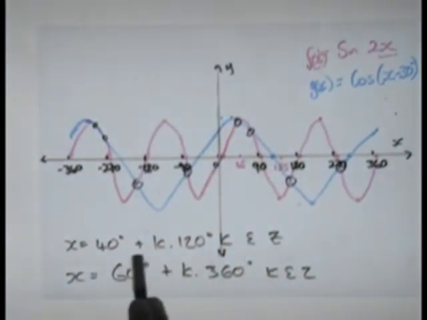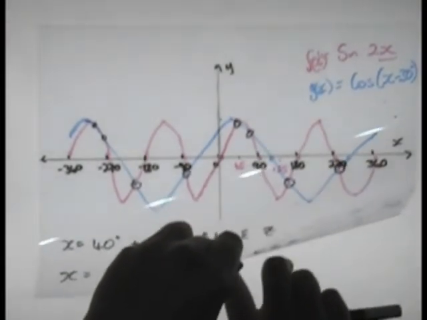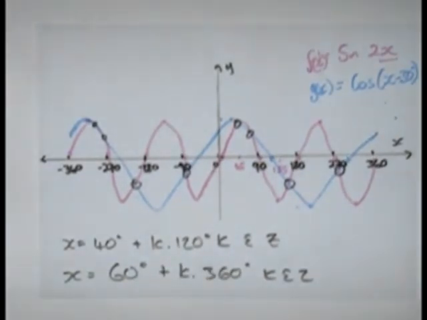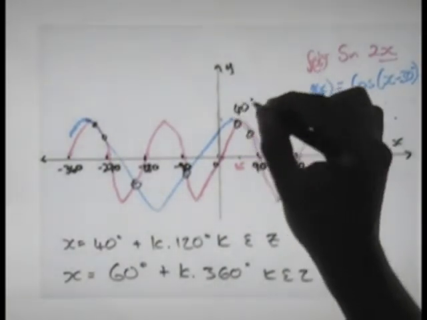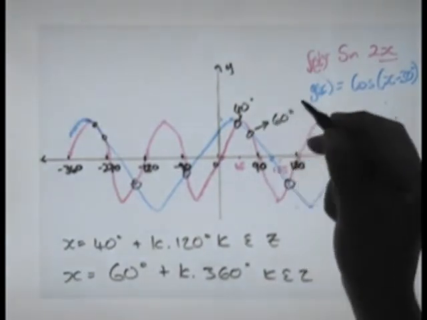In our first solution, when k is equal to 0, that's going to be x is equal to 40 degrees plus 0 times 120, which is just 40 degrees. That means that solution is 40 degrees. When k is equal to 0 here, this solution is going to be 60 degrees plus 0, which is 60 degrees.